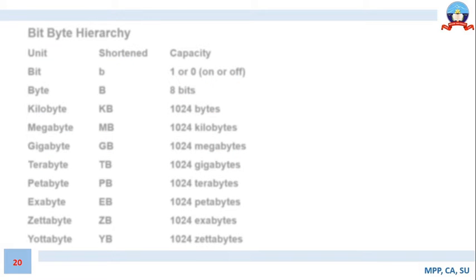Now let us learn something about the bit-byte hierarchy. All of you know it. The bit-byte hierarchy basically represents the units in which memory is represented in the context of a computer system. We have the atomic representation of memory called a bit. A bit is the atomic unit of memory. A bit represents either 0 or 1.